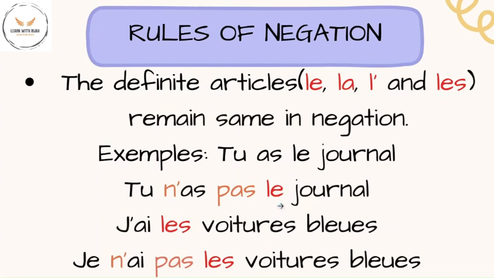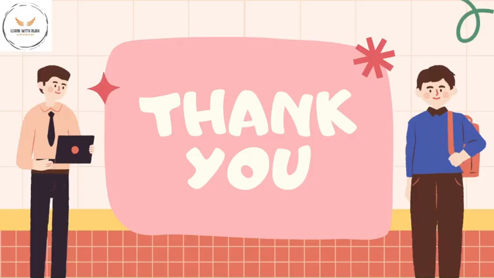Similarly, j'ai les voitures bleues. I have the blue cars. The negative of the sentence would become je n'ai pas les voitures bleues. I do not have the blue cars. Les remains the same even in the negative form of the sentence. This is it for this part of this video.